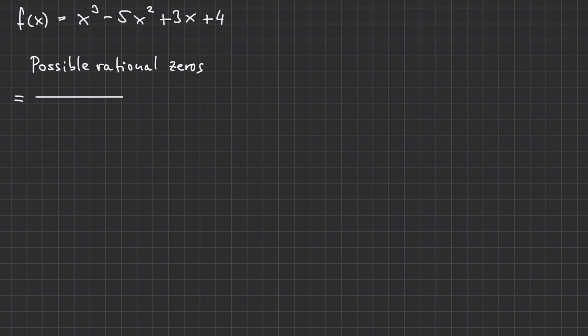Now, what are all factors of 4? The factors are plus or minus 1, plus or minus 2, and plus or minus 4. Then, what are all factors of 1? Just plus or minus 1. Any number divided by 1 is itself, so the possible rational zeros are plus or minus 1, plus or minus 2, and plus or minus 4.